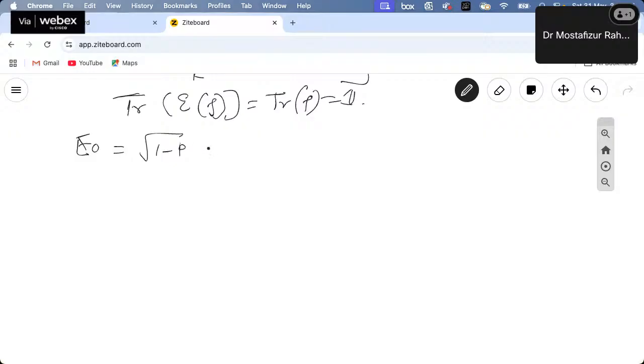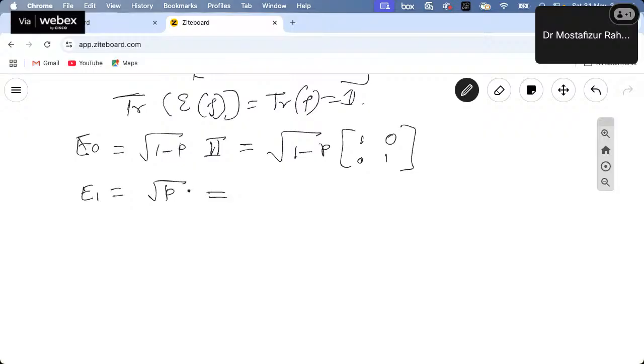One minus p times the identity matrix I, which is basically 1 minus p times [[1, 0], [0, 1]]. Then E1 is the Kraus operator, where square root p is associated with p, the probability of changing the state 1 to 0. You can do that because it's a bit flip, so you can put an X gate here, and the Kraus operator will be square root p times the Pauli X gate, that is [[0, 1], [1, 0]]. So the action of the channel is basically the bit flip channel.